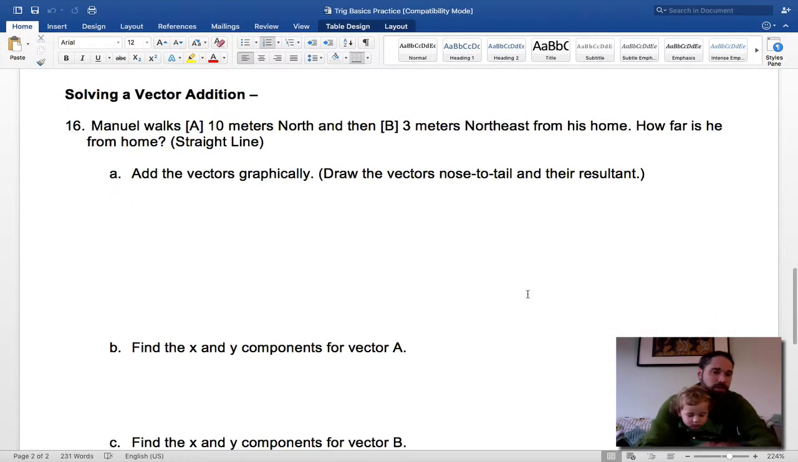The second half of the assignment down below is all about taking these and turning them in, or looking at vectors specifically. Part A is what you were doing on the whiteboards the other day. Nothing different about it, just add them graphically. So A is 10 meters north, so going straight up. B is 3 meters northeast. When I say northeast, I mean perfectly northeast, so 45-degree angle, right, as you're doing. So how far is this from home if we go 10 meters north and then 3 meters northeast? Add the vectors graphically, nose to tail, and find the resultant graphically. You don't have to go ahead and do any numbers there.